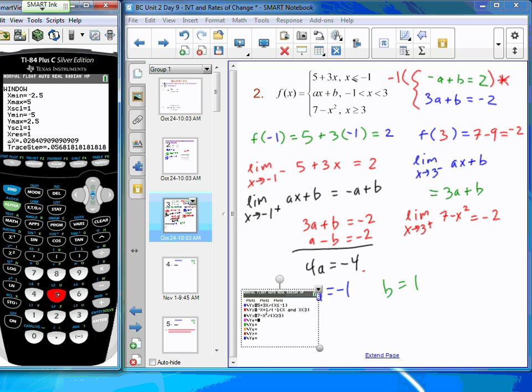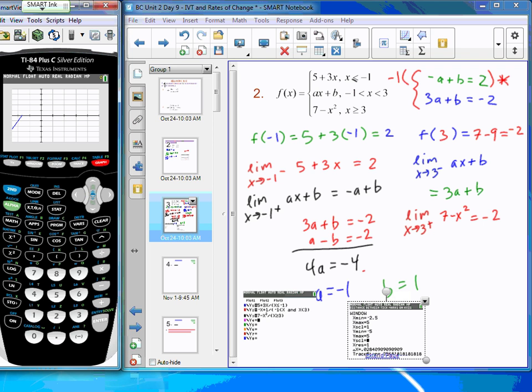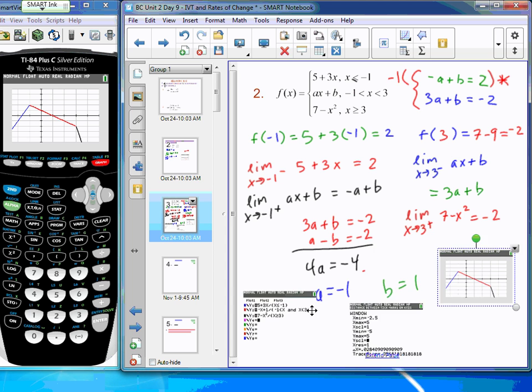Without further ado, sit back and let the calculator do the magic. And by golly, looks like Math Woman would not have to take a jump. All right, connected, continuous, connected, where the value of the function is equal to the value of the limit at each of my breakpoints. Awesome. What questions do you guys have about our Bellwork today?